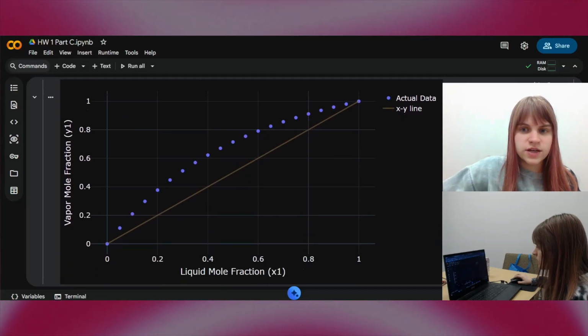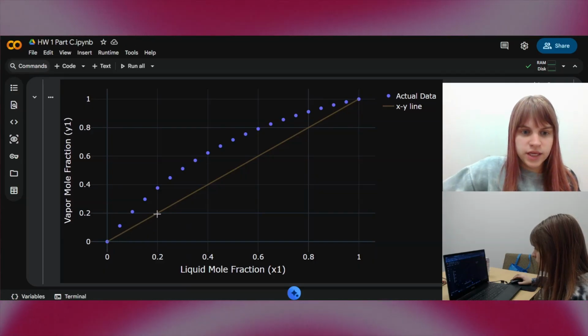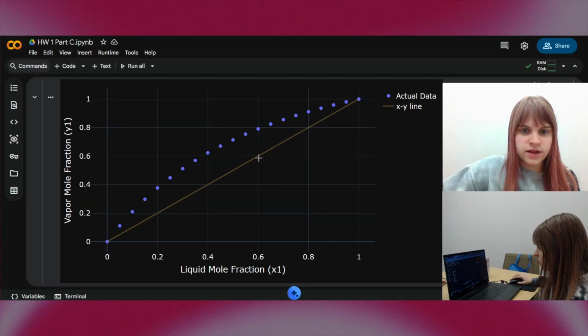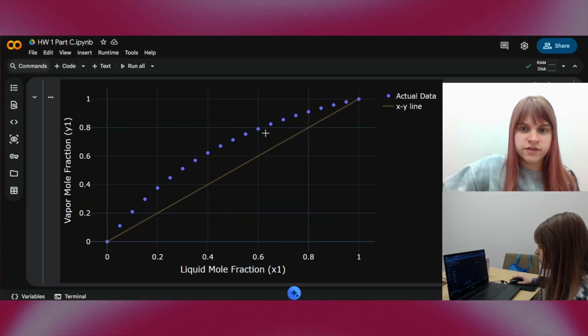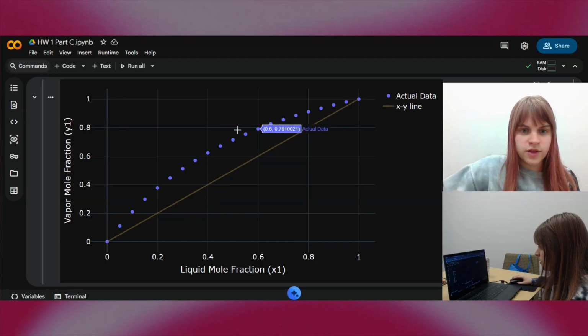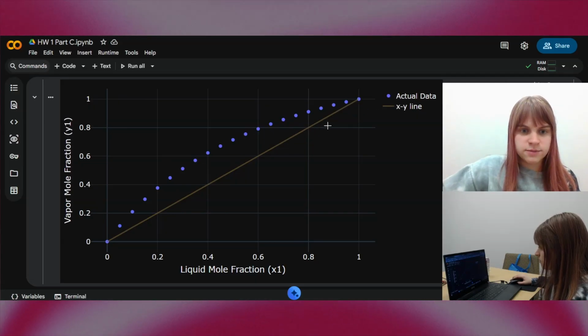So what this shows us is if these were in equilibrium, meaning the liquid mole fraction at any point would equal the vapor mole fraction. That's what this line is right here, this brownish line. And then this is our actual data. This happens because benzene is more volatile than toluene, so they're not going to have a constant relative volatility. They're not going to have a linear line. They're going to have some sort of curve like this.